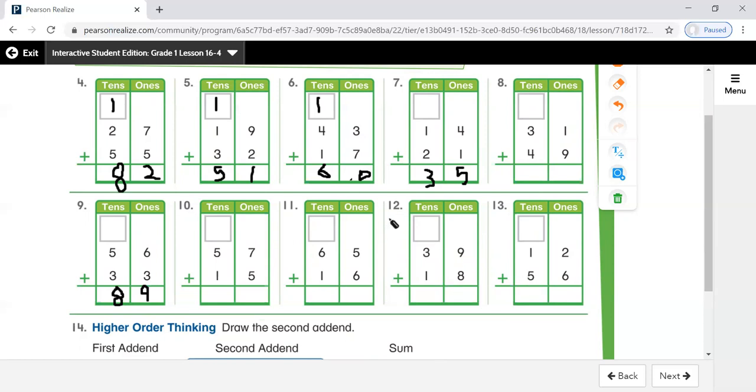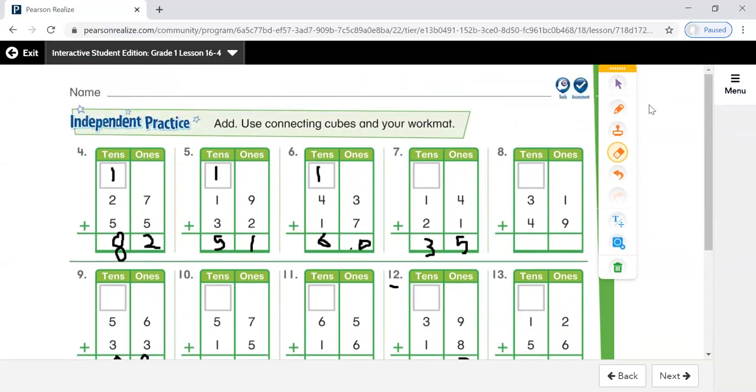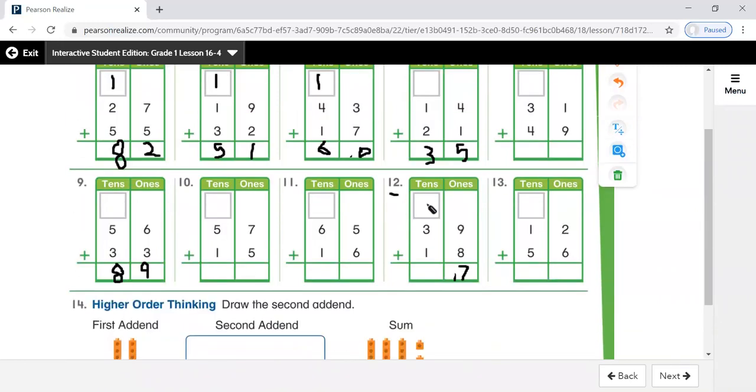Now, question number 12 here. 9 plus 8. If you add it, you will find that it's equal 17. Now, I can't write 17 ones. What will we do? We will regroup ones and put only the ones from 17, which is 7, and give tens 1 ten. Add 1 plus 3, 4. 4 plus 1 equal 5.